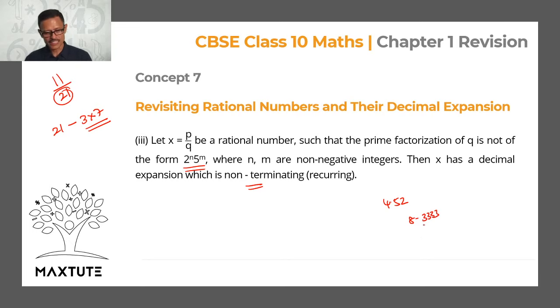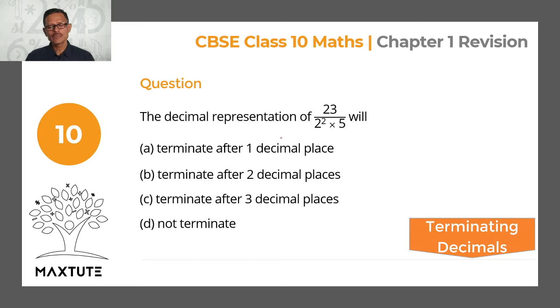Quickly run through a question that tested this idea. The decimal representation of this number will terminate after how many decimal places? They've asked this. Look at the denominator: it comprises only 2's and 5's, which means it's certainly going to be a terminating decimal, no doubt at all. To find out how many decimal places it will terminate with, the way to go about it is to take this denominator and ensure that the powers of 2 and 5 are the same.